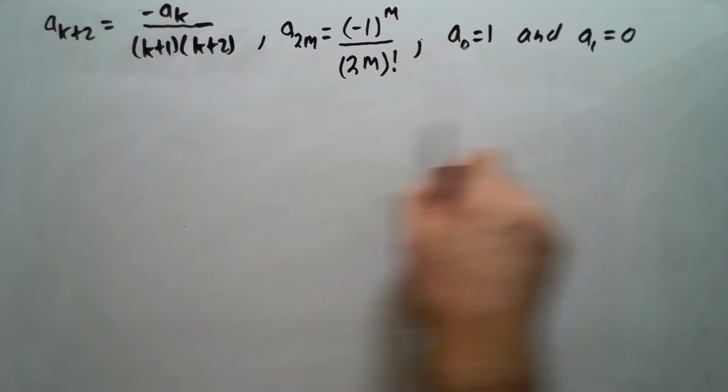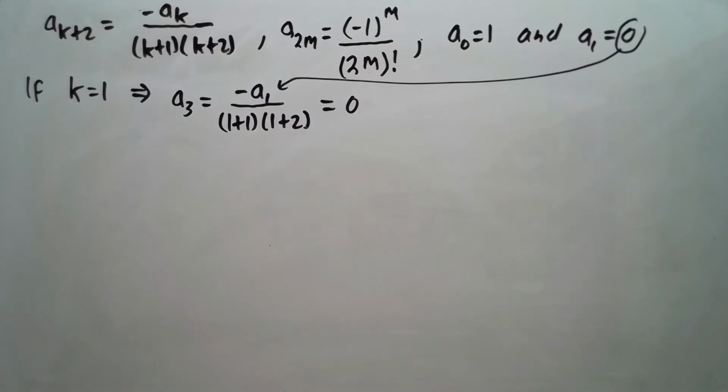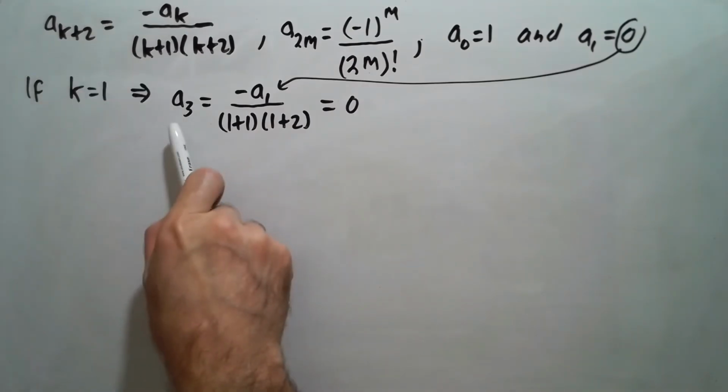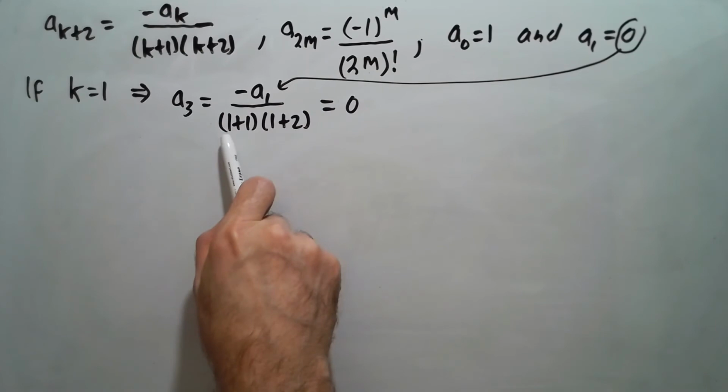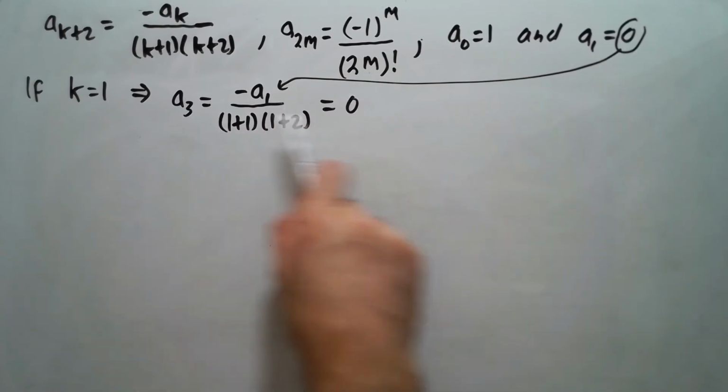So say choosing K to be 1. So when K is 1, putting 1 over here, you'll have A3 equals negative A1 over (1 plus 1)(1 plus 2). But A1 now is 0. That's going to make A3 0.